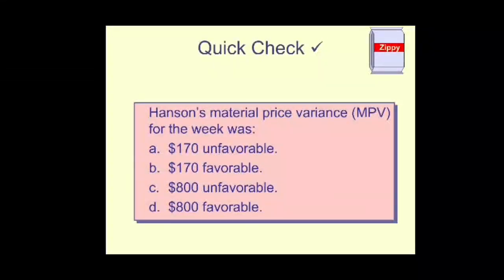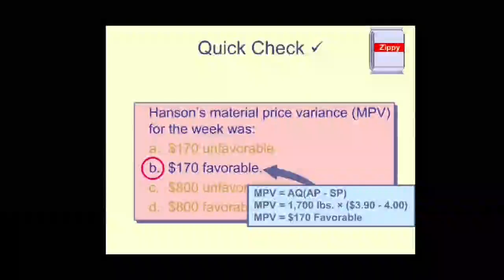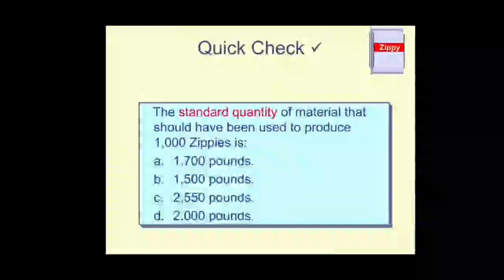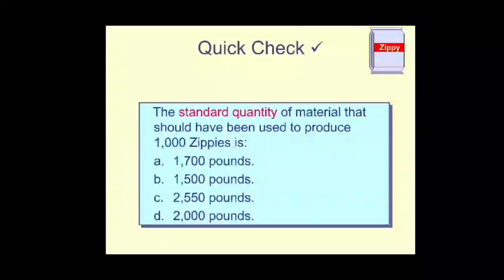The question asks you for Hanson's material price variance for the week. Remember, use the formula: material price variance is equal to actual quantity times actual price minus standard price. The actual quantity is 1,700 pounds, the actual price is $3.90, and the standard price is $4. The actual price is lower than the standard, so it is favorable. The answer is $170 favorable. Favorable means good, because the business performs better than the standard.